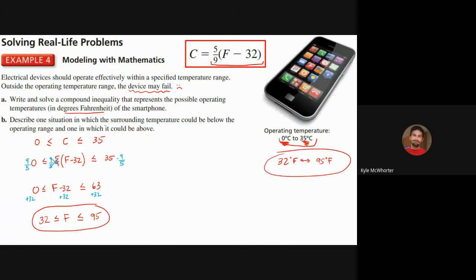Then B, describe one situation when it could be below the operating range and when it could be above. All right, situation 1, you're in Alaska and it's freezing, 10 below 0. Boom, there's a situation. Your phone shouldn't work. How about this one? It's summer in Palmdale where you live and it's 110 degrees. Your phone should not work, or at least that phone. Don't get that phone if you live in Palmdale because it's not going to work, because it's over 95 a lot.